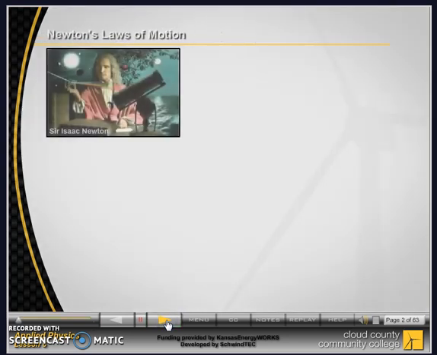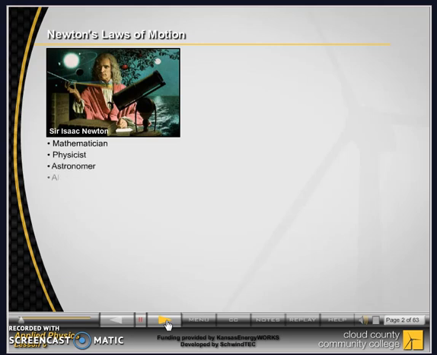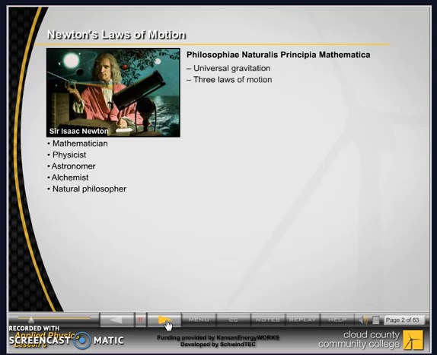Sir Isaac Newton was an English mathematician, physicist, astronomer, alchemist, and natural philosopher who is generally regarded as one of the greatest scientists and mathematicians in history. Newton wrote the Philosophiae Naturalis Principia Mathematica, in which he described universal gravitation and the three laws of motion, laying the groundwork for classical mechanics.